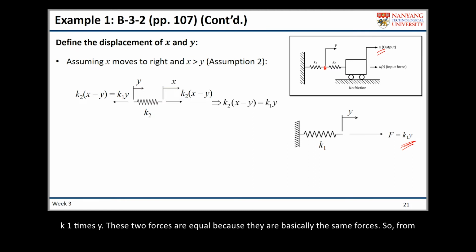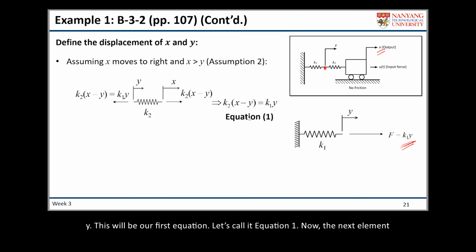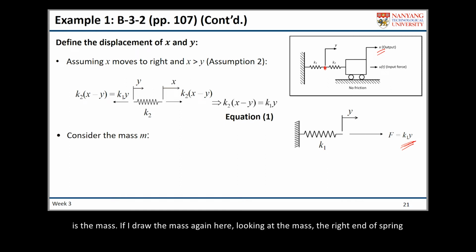So from here you can derive the first equation, that K2 times (x minus y) is equal to K1 times y. This will be our first equation. Let's call it equation 1. Now, the next element is the mass.